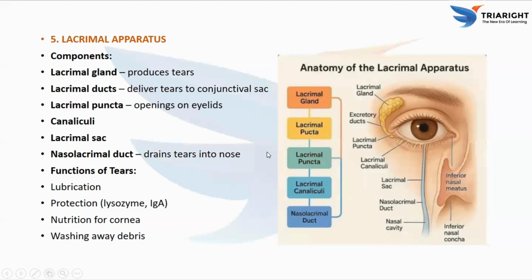So what are the functions of the tears? Lubrication. Tears keep the eye moist, which prevents dryness and friction. It also helps in protection. Tears contain lysozyme enzyme, which is an antibacterial enzyme, and immunoglobulin A, which has an immune function. So this helps to defend against microbes.